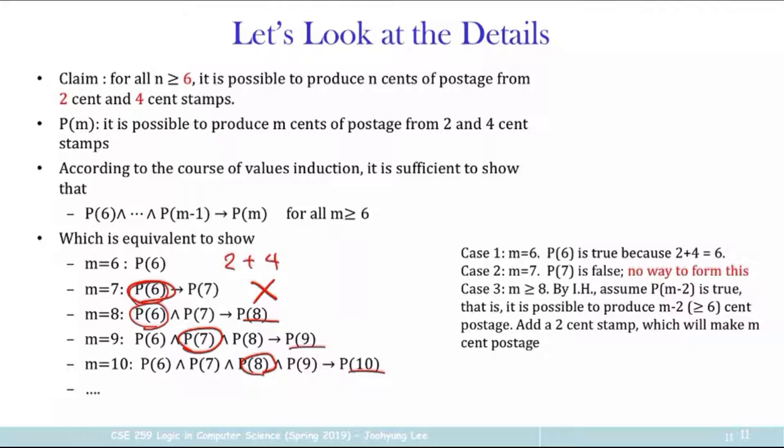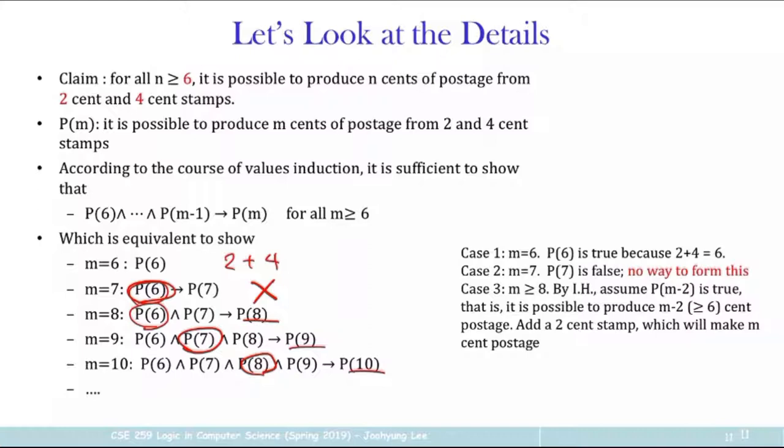So you can create, say, 6-cent postage, and you can add one 2-cent stamp to make 8-cent postage. That is fine, starting from 8. If m equals 9, you can create 7-cent postage, and the induction hypothesis covers that, so you're fine. When m equals 10, assume P of 8 is true, that is also covered because that's in the induction hypothesis, you can assume it, and add a 2-cent stamp, so 8 plus 2 is 10, we are done. The only problem is here. When you create 7-cent postage, you cannot assume that 5-cent postage can be made, because that's not covered by the induction hypothesis.